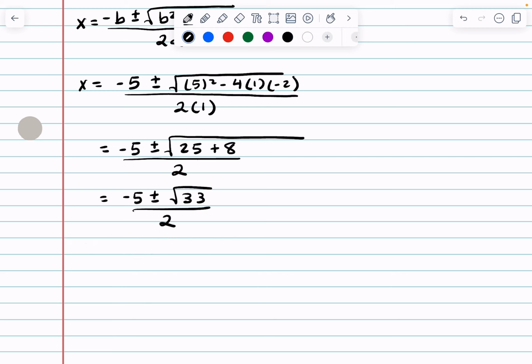So let's see if we can actually simplify the square root of 33. If I try to prime factorize it, the only two numbers are 3 and 11. So they only show up once, so I can't pull anything out of my square root. So I cannot simplify the square root of 33. So this here would be my final answer for my x's.